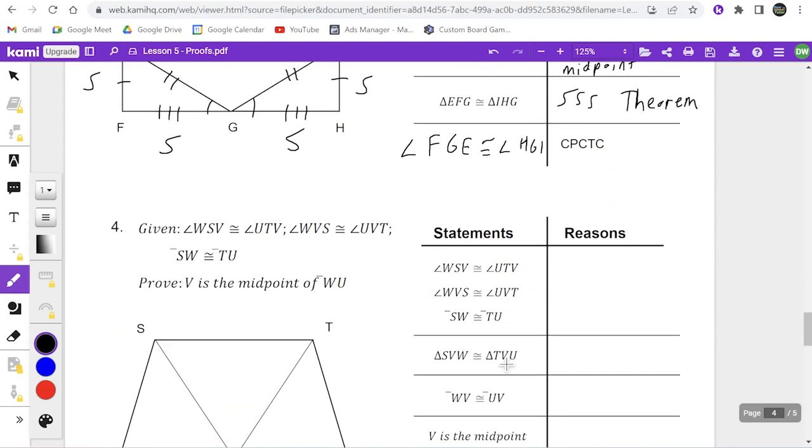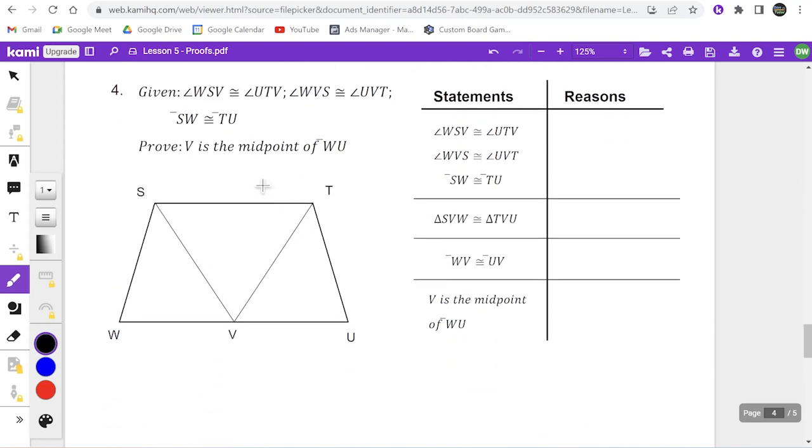Okay. Next we have number 4. Given angle WSV is congruent to UTV, WVS is congruent to UVT, and SW is congruent to TU, we want to prove that V down here is the midpoint of WU. So here's what I'm going to say. First, I see all the statements written out here. The reason is given. Just write given. That's always the first reason.